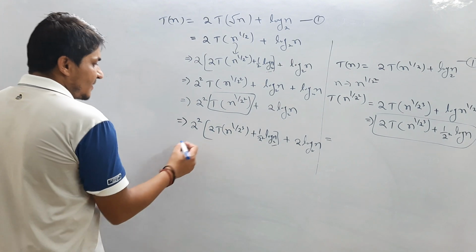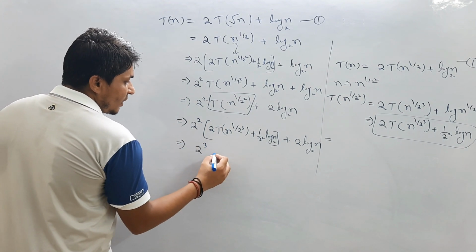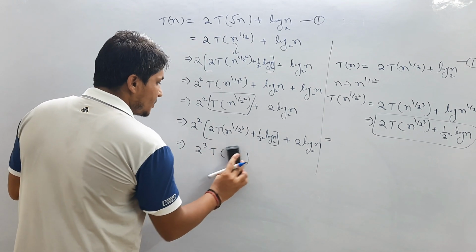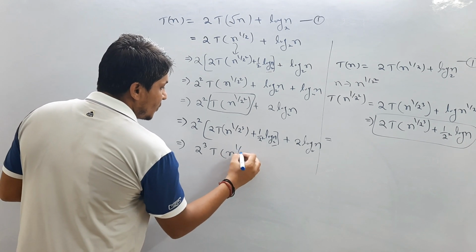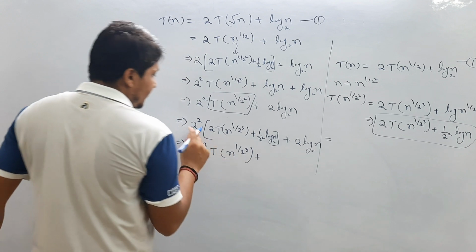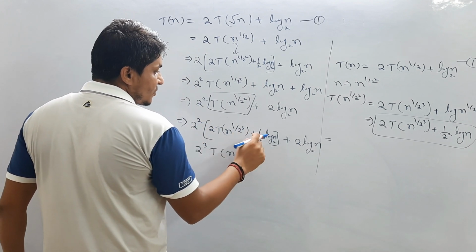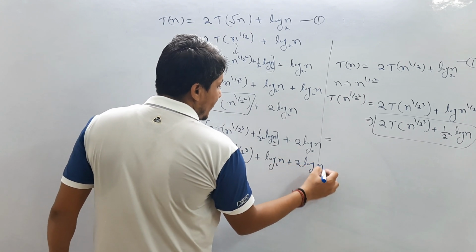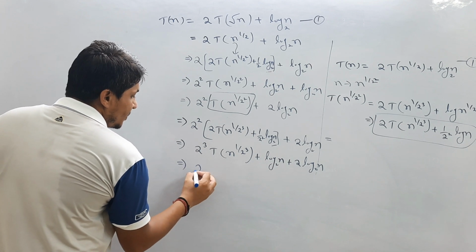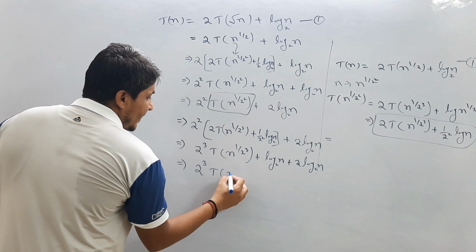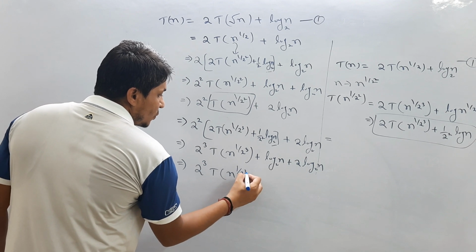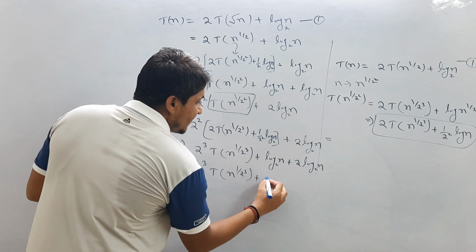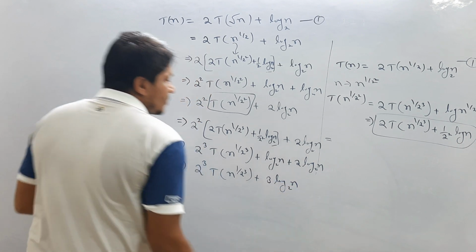Now see, if I further simplify, it is going to be 2 cube T of n raised to power 1 upon 2 cube, sorry, so it is actually n raised to power 1 upon 2 cube plus, if you multiply this, it is going to be 2 square, so 2 square will be cancelled, so it is ultimately log base 2 n plus 2 log base 2 n. Now if you further simplify, it is going to be 2 raised to power 3 T of n raised to power 1 upon 2 cube plus log, so it can be added, so it is going to be 3 log base 2 n. So now I understood the pattern.